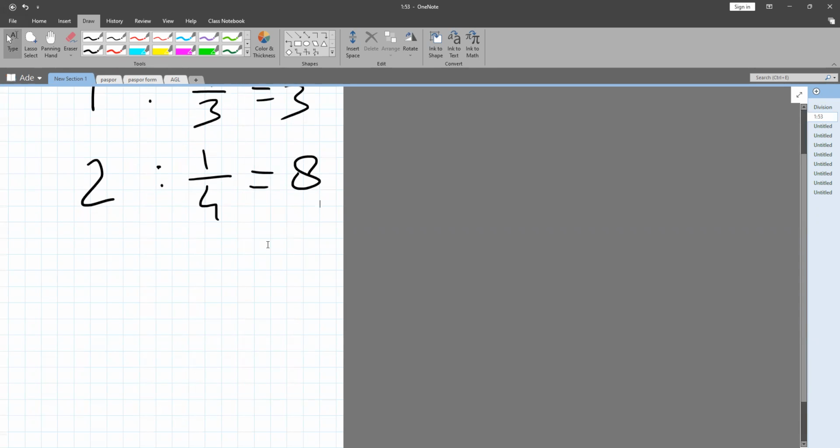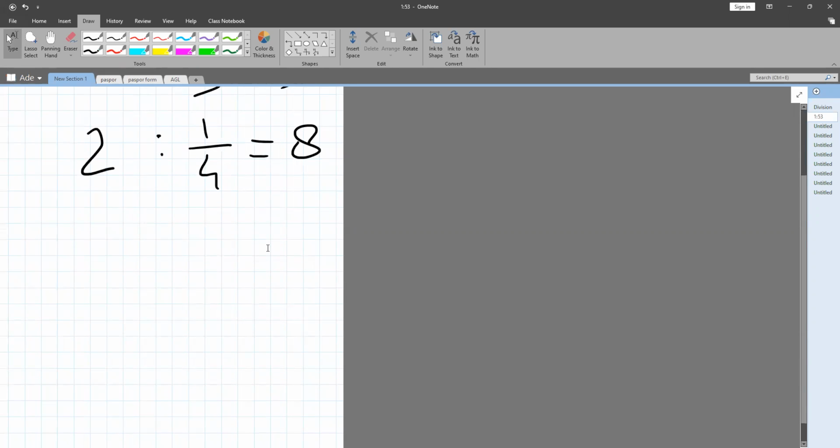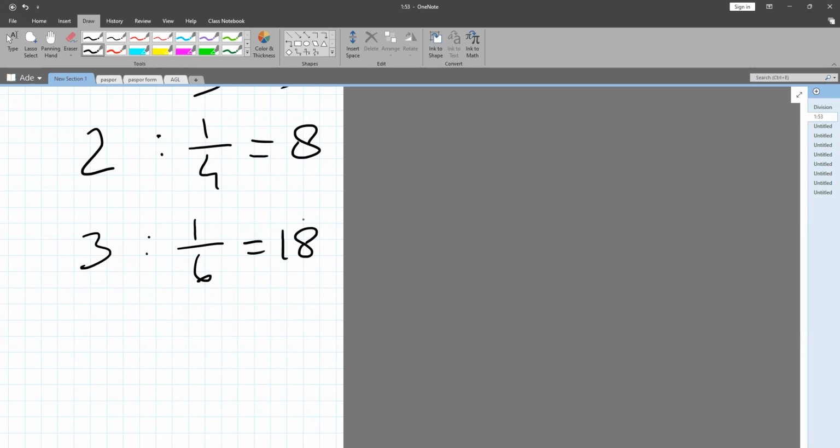Let me give you one more, yeah? This one is a bit harder. Be careful now. 3 divided by 1/6. That's 18. Very good. So you know how to get 18, because when you times 1/6 times 6, that's 1. But what you need to get is 3. So 3 times 6 is 18. Wow. That's good.